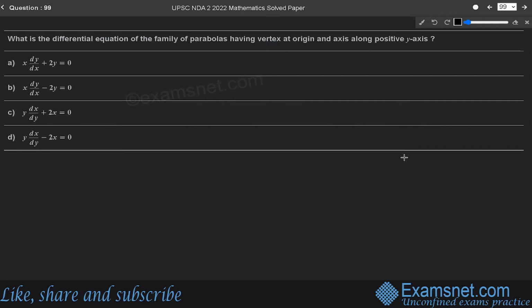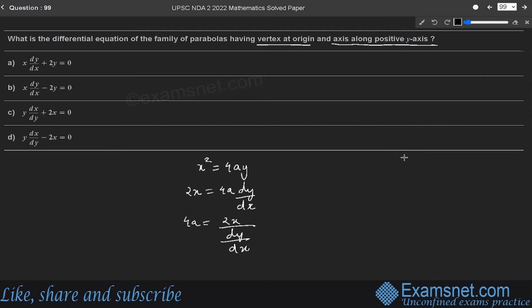Next question is, what is the differential equation of the family of parabolas having vertex at origin and axis along positive y-axis? For the given condition, vertex at origin and axis along positive y-axis, the equation for the parabola will be x square is equal to 4ay. Differentiating it, it will be 2x is equal to 4a dy by dx. From here, 4a will be equal to 2x upon dy by dx.